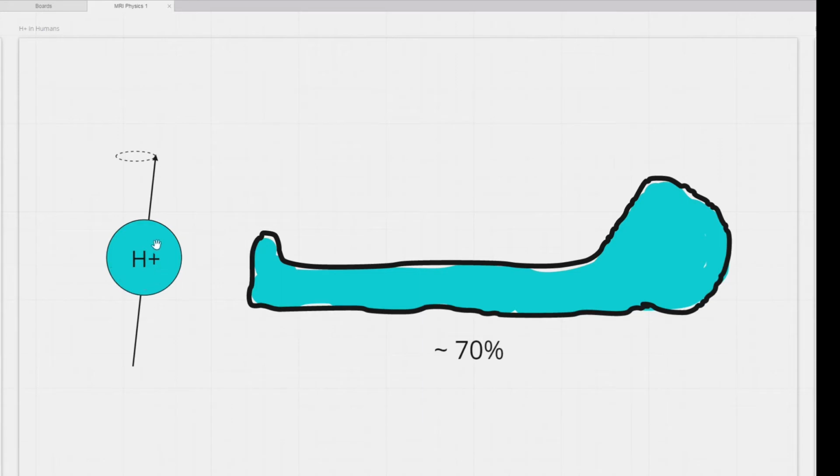There's going to be more protons, more hydrogen nuclei in the human body than any other of those potentially active nuclei. Okay, your body is 70% water. There's protons in water, obviously. There's protons in fat. There's protons in the majority of biological tissue. So that's the main reason why we use hydrogen. So if I'm talking about protons, or spins, or nuclei, assume that we're talking about hydrogen nuclei.